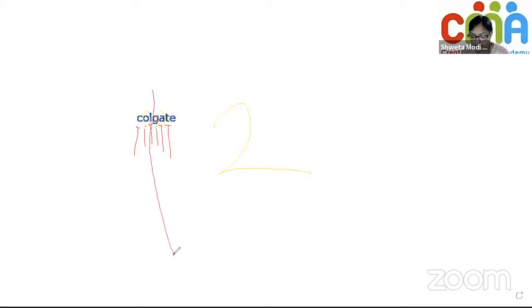Rani, how is it 3? E is silent. It's not speaking. So we have only 2 vowel sounds, so this will be a 2-syllable word. So when you write this, you can write it as coal gate.